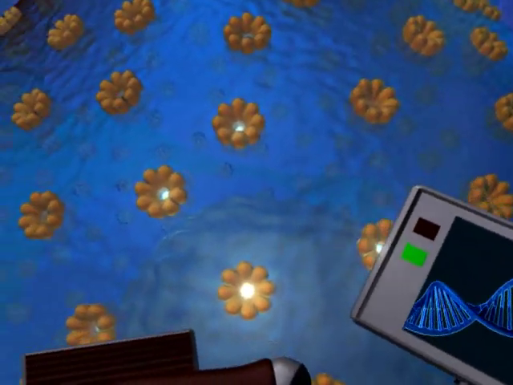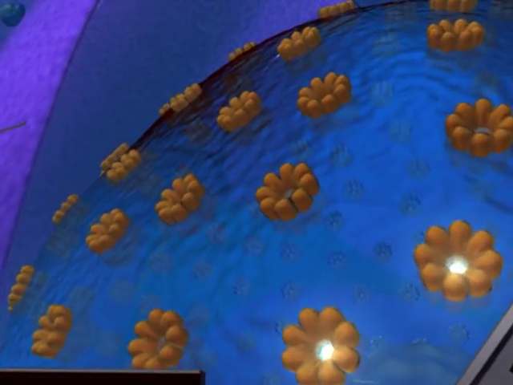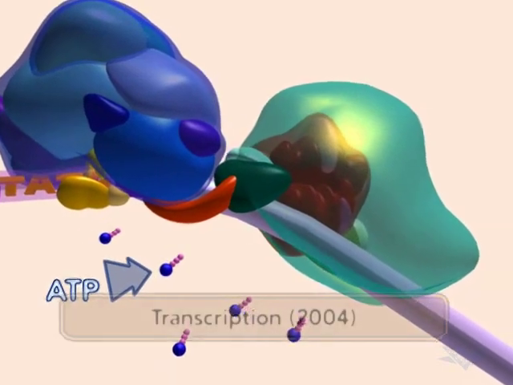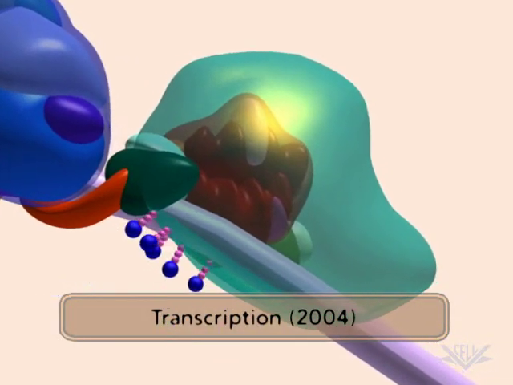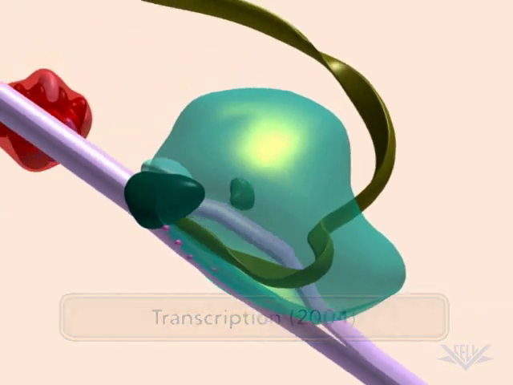That information is mobilized first by the process of transcription. Let's pause and take a short look at the process. During this process, the DNA is used as a template to make RNA. Here you can see that process in action.